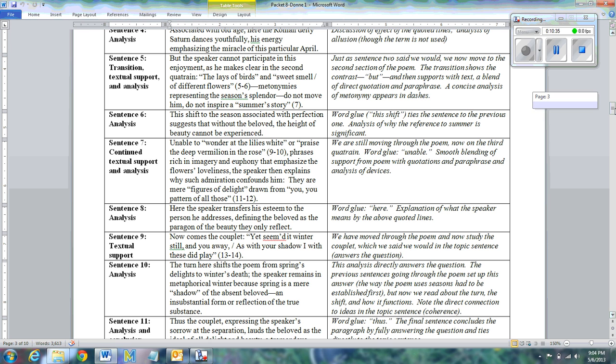That's also word glue. Okay. And I talked about that here. Sentence 7 is more textual support and analysis.